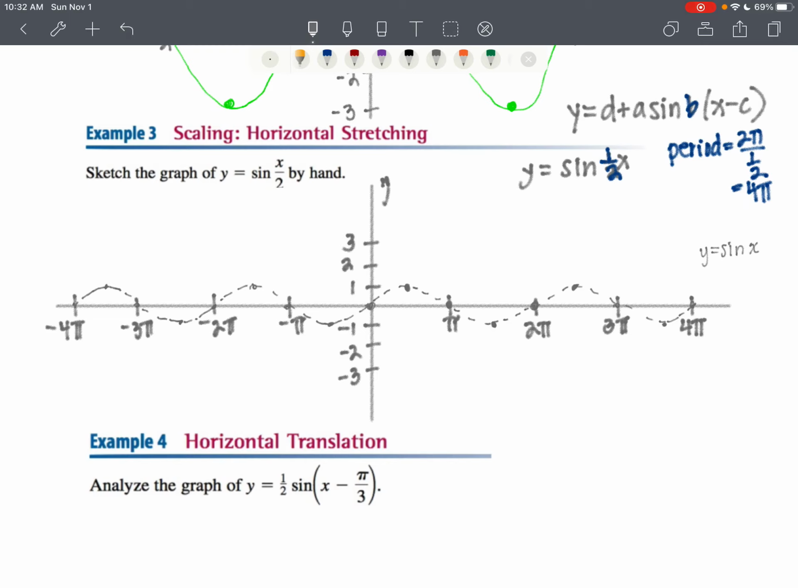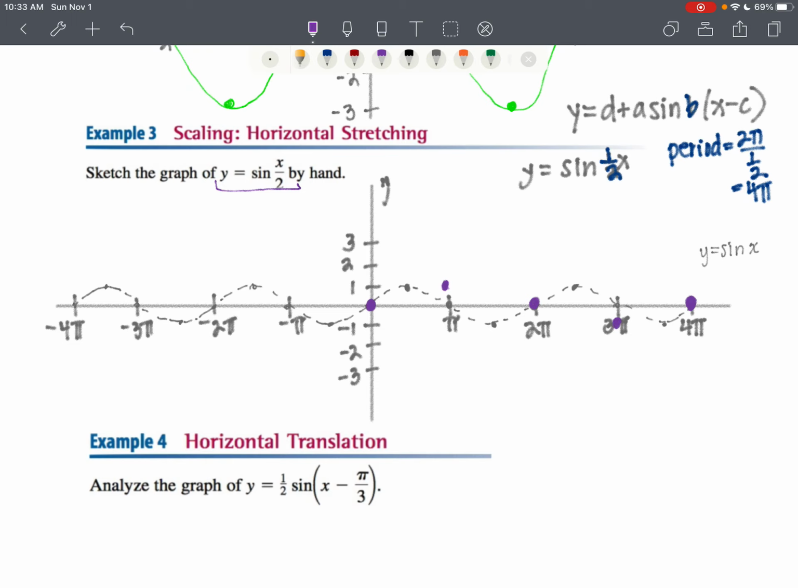Now what does this 1/2 do? It's going to take it and it's going to stretch it out even more so. So let's do this in purple. So we're going to take y equals the sine of x over 2. We're going to stretch it out even more so. So our period here is 4 pi. So the sine curve starts at the midline. 4 pi later in this case, it ends at the midline. And then halfway, it's at the midline. Halfway between the midlines, it's at a max. Halfway between the midlines, it's at a min.